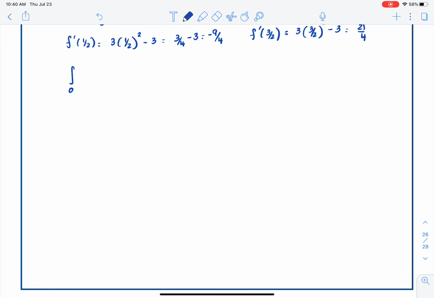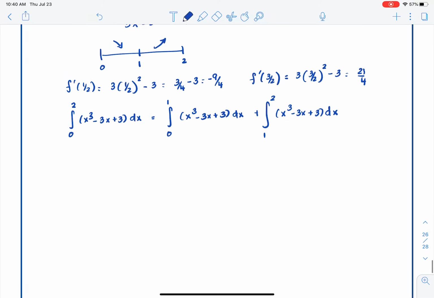So the integral from 0 to 2 of x cubed minus 3x plus 3 dx is the same as saying the integral from 0 to 1 of x cubed minus 3x plus 3 dx plus the integral from 1 to 2 of x cubed minus 3x plus 3 dx.